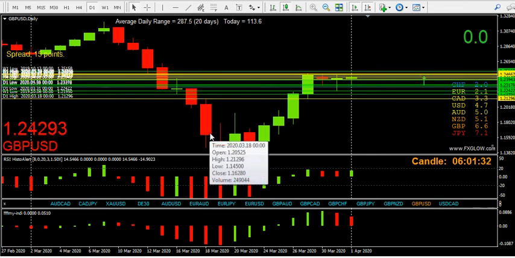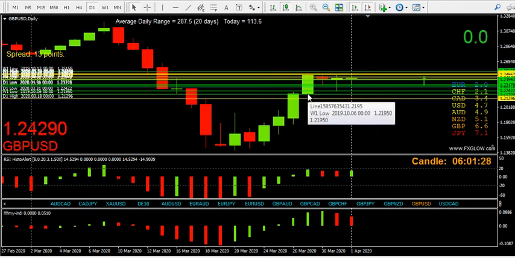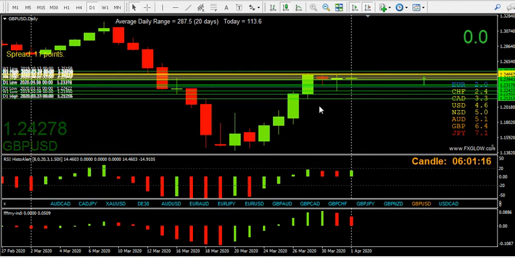1.21296, and the low on that was, oh come on, I don't have to put a level on there. I will do. The low was 1.21313. So hardly a few pips in it.